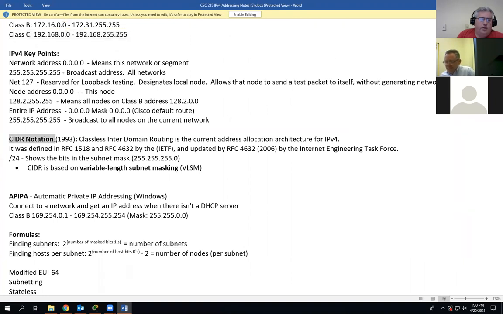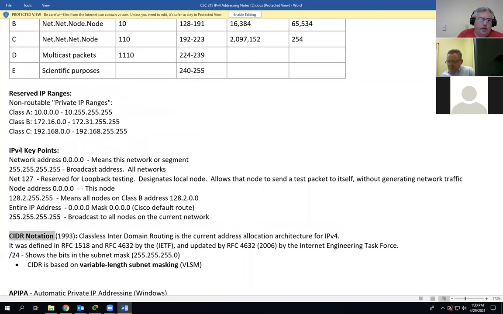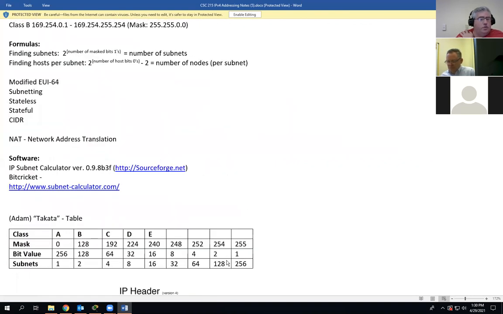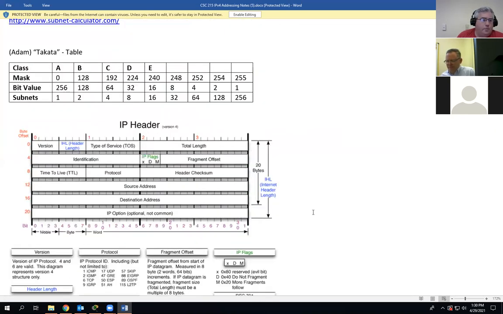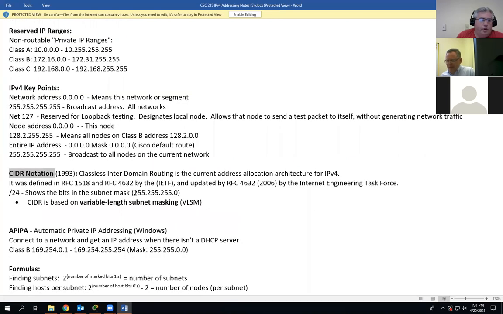So the type of notation that we can use instead of a subnet mask, which we don't really show here, is CIDR. The normal bits of the subnet mask, if you look on Windows or whatever, are going to be a decimal notation, 255.255.255.0 or any combination thereof of different subnets.